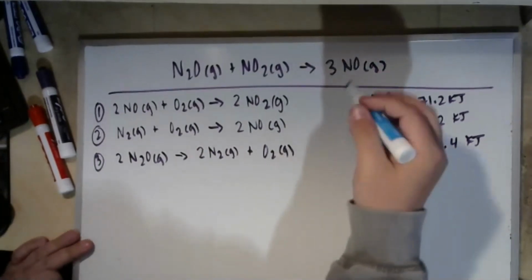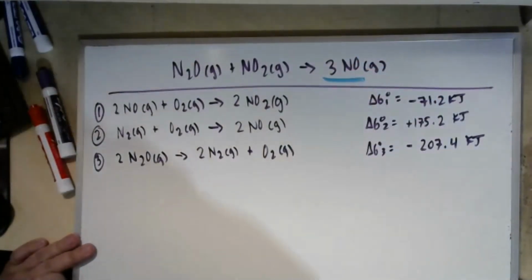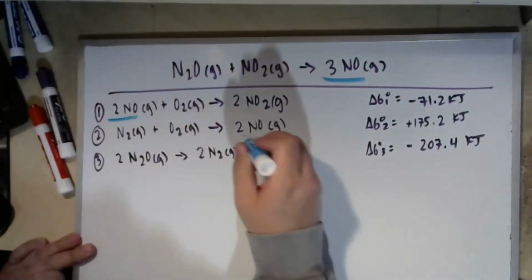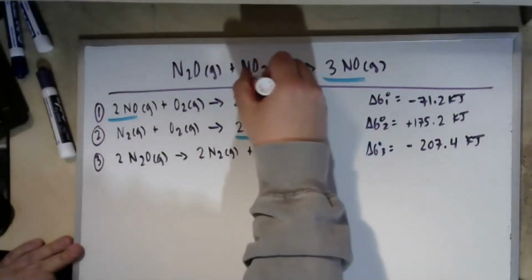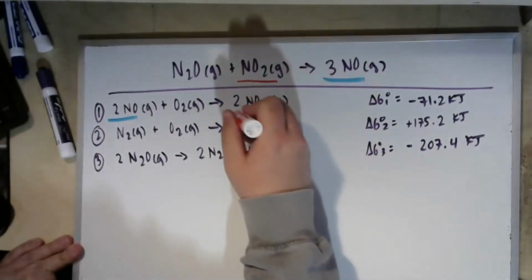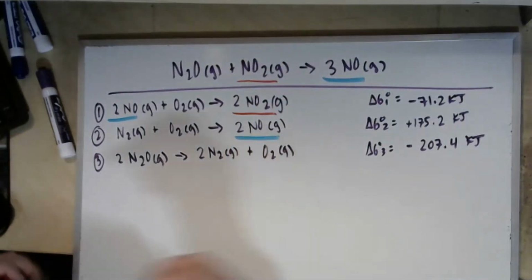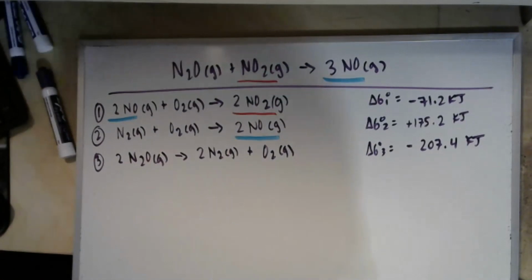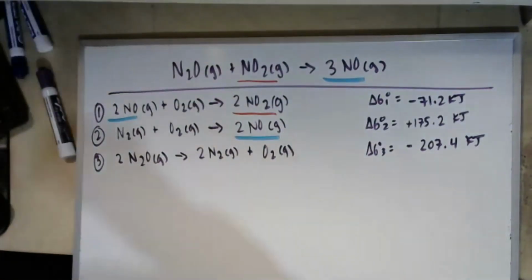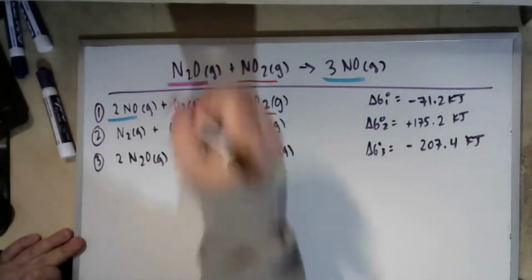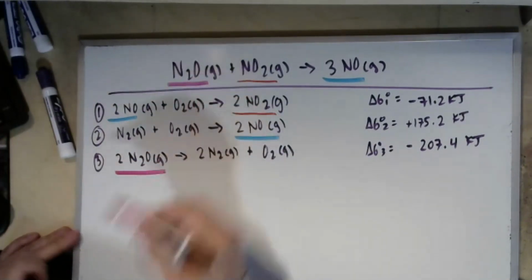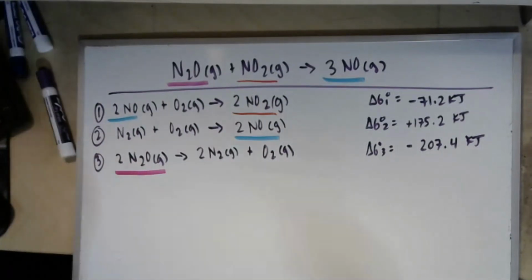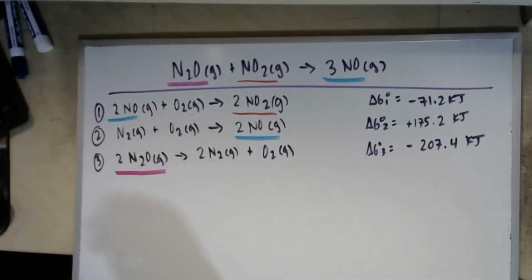So I have NO as a product, and I see it here as a reactant, and I see it here as a product. NO2 as a reactant, I see it here as a product. And N2O, I see it here, it's a reactant here, and it's a reactant here as well. Okay, so the first changes that I'm going to make are going to be making sure that my reactants and products are all on the sides that I need them to be on.